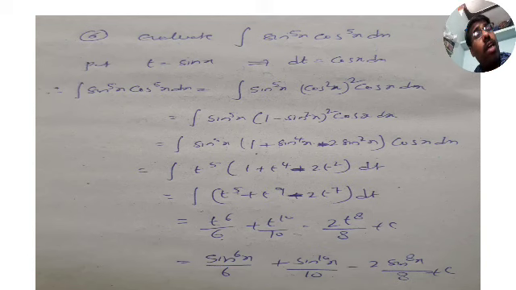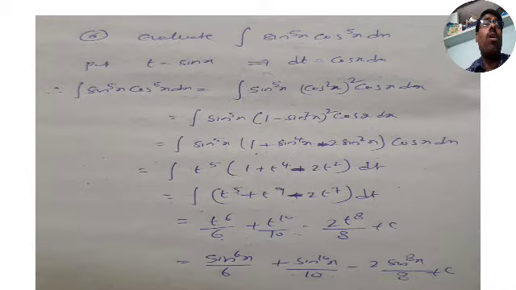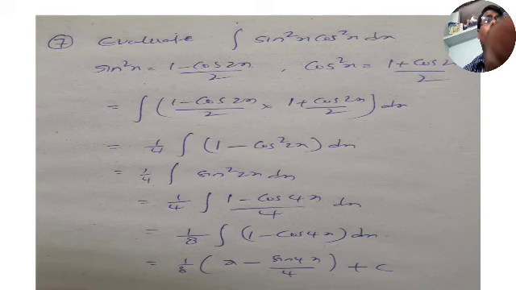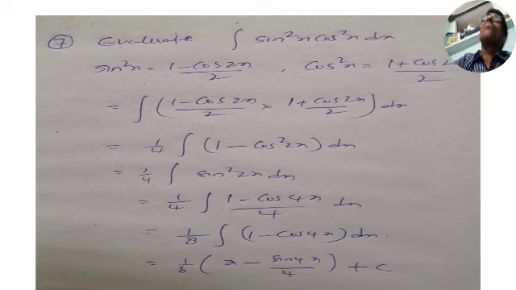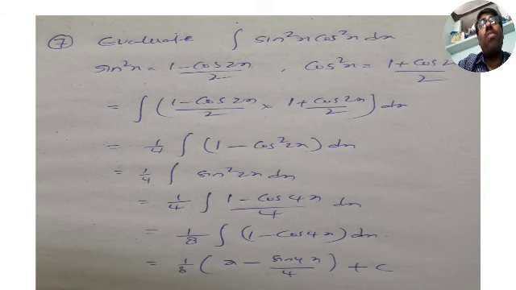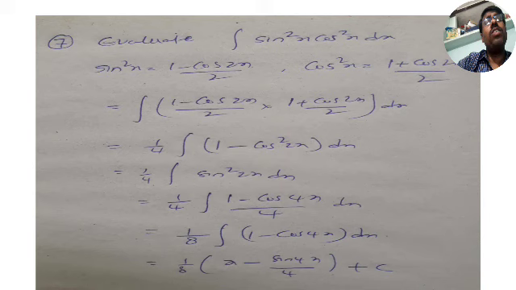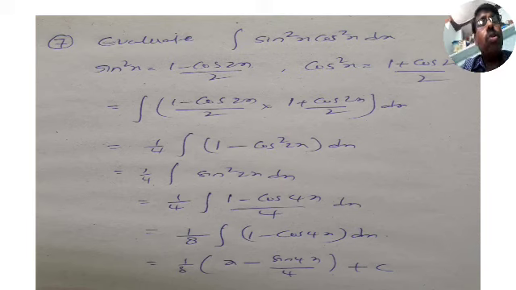Now let us take the problem where the powers are even numbers. Before going to homework, let us finish one more problem. After this, let us end and let us give one more homework. So the 7th one, evaluate integration of sin square x into cos square x dx. Sin power is 2, cos power is 2. Both are even numbers. No odd business.